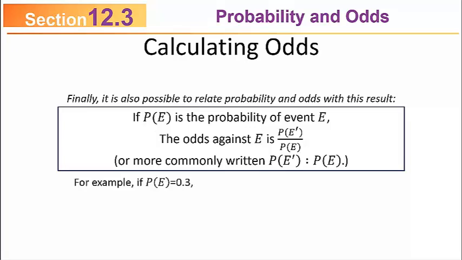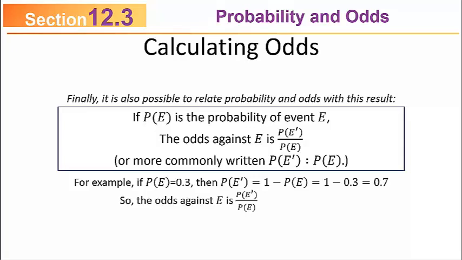Just a quick example. If I told you the probability of E is 0.3, then the probability of E complement would be 1 minus 0.3, which is 0.7, and according to this result, the odds against E is the probability of E complement over the probability of E. That would be 0.7 over 0.3. If you multiply the top and the bottom by 10, you can write that as 7/3, or 7:3.